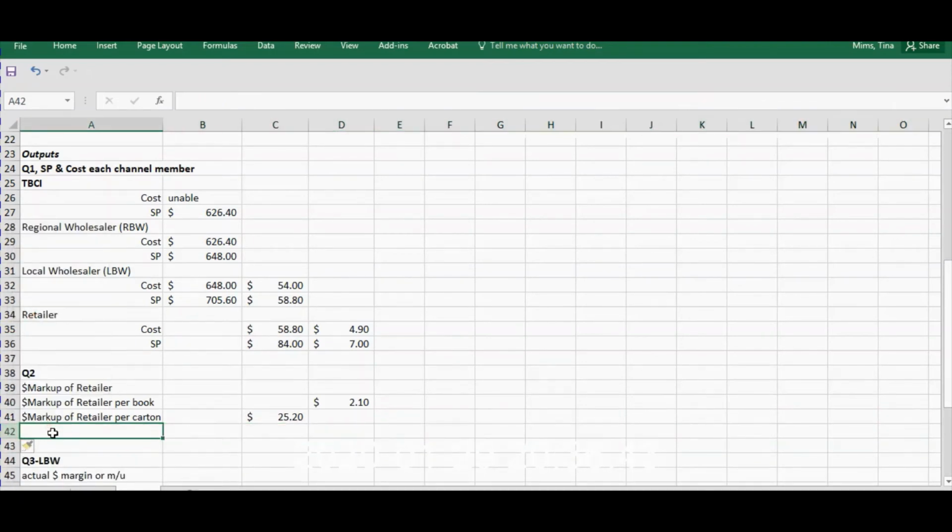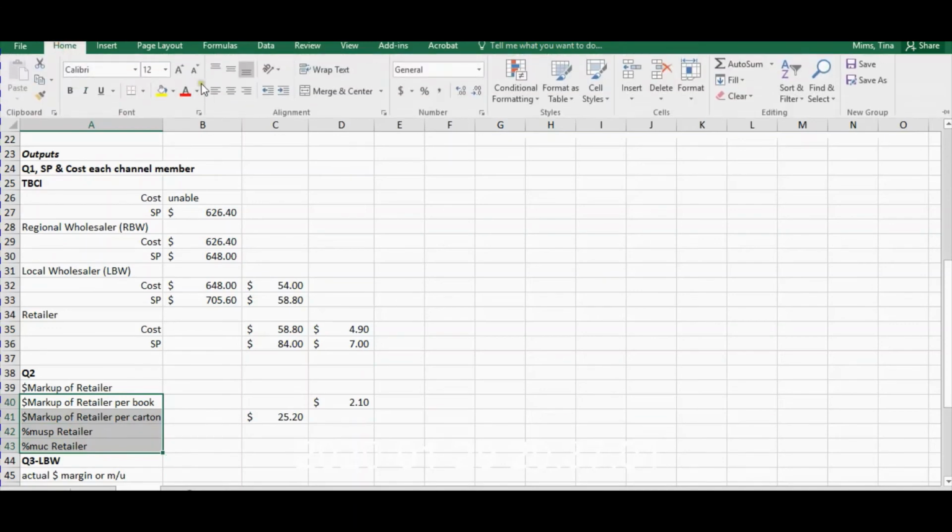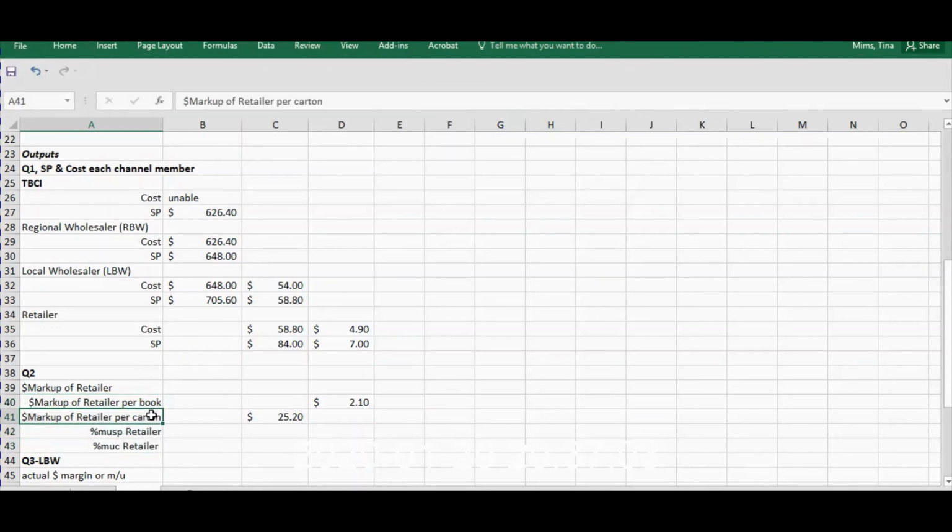Okay, so we need the percent MUSP retailer, and we need the percent MUC on retailer. Okay? How about if we take these four lines here to make them really neat and line them up to the right? So what do we have to do here? Well, we have to take the dollar difference, and it doesn't matter if it's the carton level or at the book level. But we need to take the dollar difference, which is equal to 10.